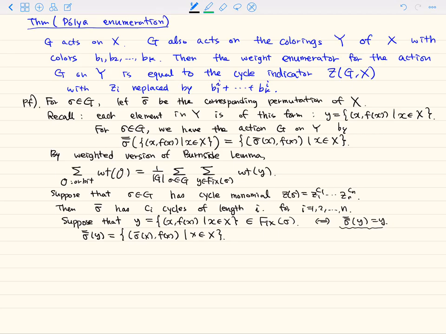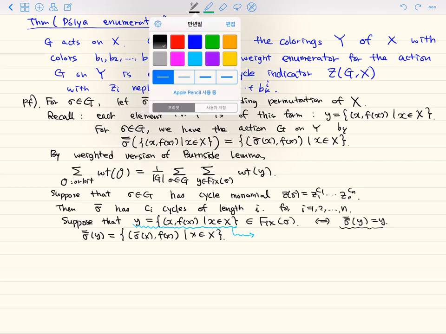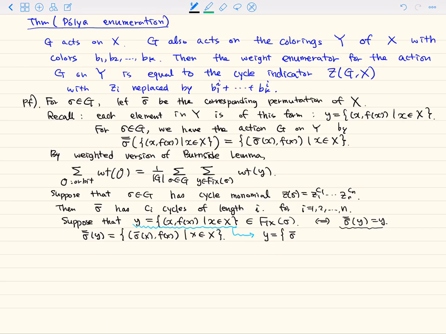But we can rewrite y as follows. Y can also be written using sigma bar: I just replace x with sigma bar of x, because sigma bar is a permutation of x. Instead of considering all x, we can consider all sigma bar of x, because we don't consider the order in the set, these two are the same.